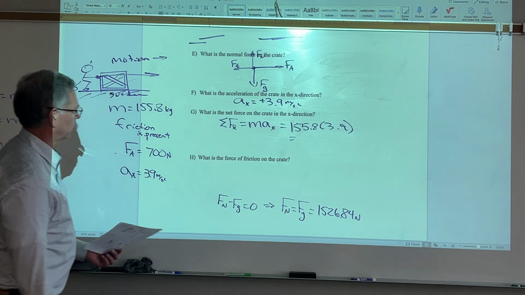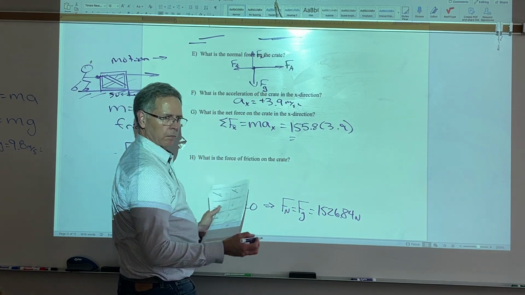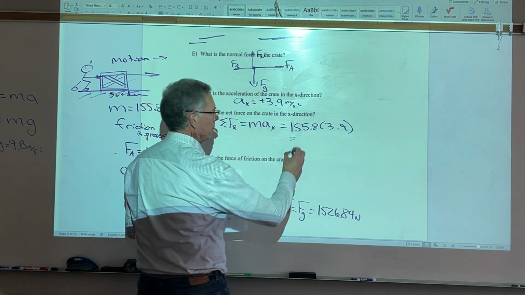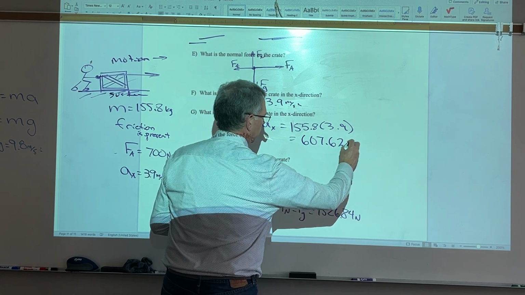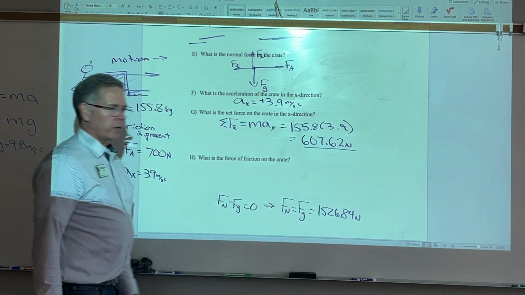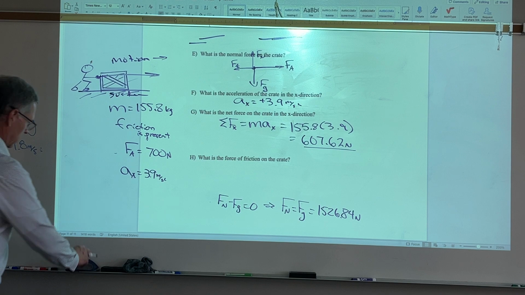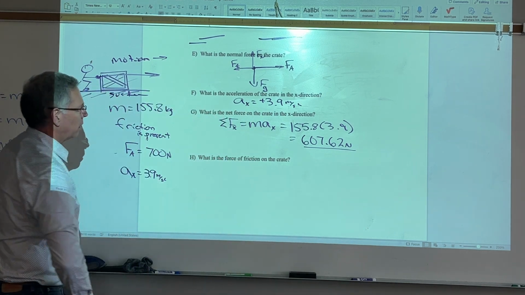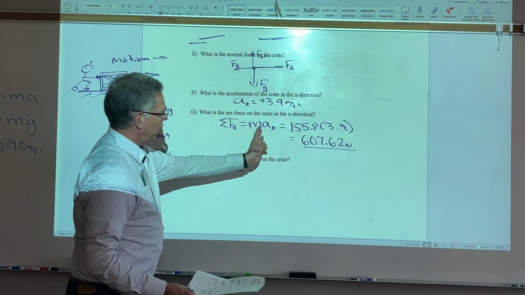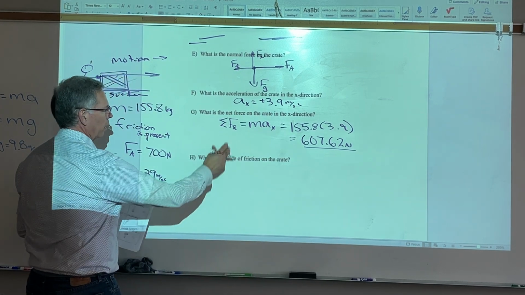Okay, 607.62, is that what you said? Okay, all right, so that's my net force. That's using the right-hand side because I know the mass and the acceleration.